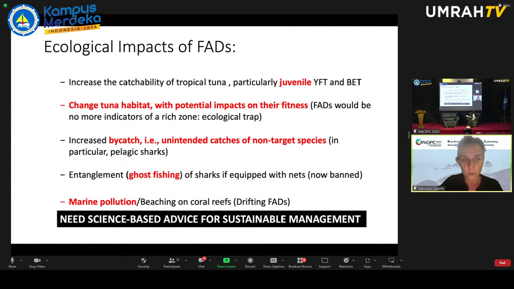And then the use of FADs increases the bycatch, so the catch of unwanted non-target species, in particular vulnerable species like pelagic sharks. It can also create the entanglement of sharks if the FADs are equipped with nets, but now this is banned. And also FADs are a source of marine pollution when they are lost at sea, and they can also cause damage to coral reefs when they are beaching. So there is a need for science-based advice for the sustainable management of FADs.